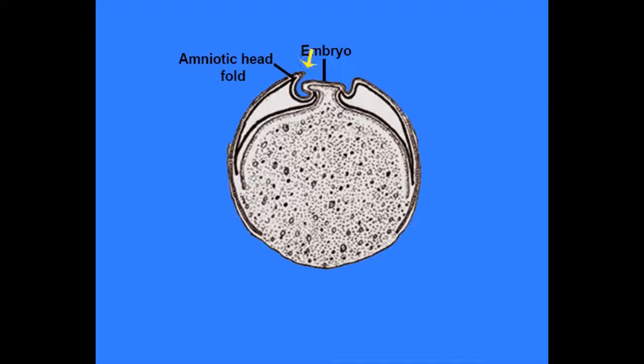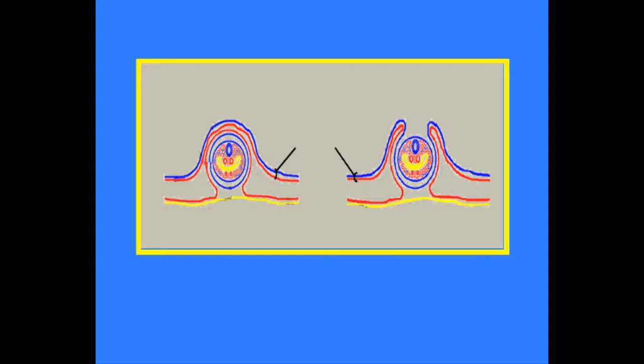It grows upwards and then bends backwards over the anterior end of the head and covers it as with a hood. Another fold develops behind the embryo. It is termed as amniotic tail fold. All these folds finally cover an embryo in two sheets of somatopleure. The inner somatopleuric sheet becomes the amnion and the outer the chorion.